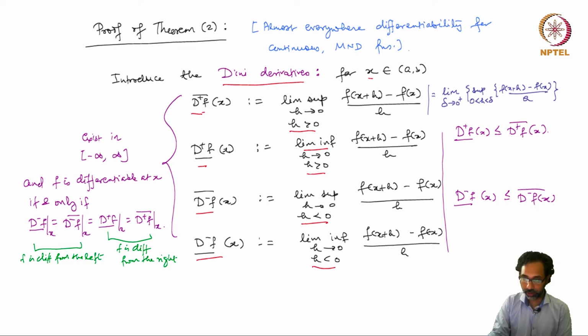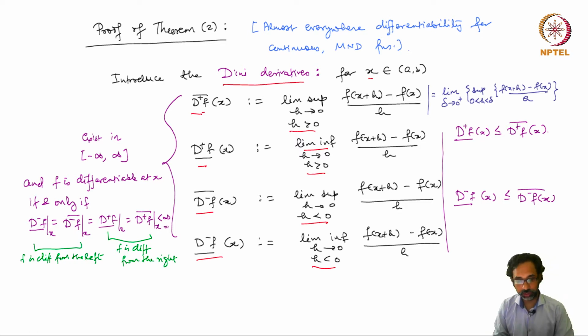I should also add here that it's not sufficient to have equality for all these Dini derivatives for f to be differentiable. Since they exist in the extended real numbers, we should also impose that all of these are finite as well as that they coincide. So this finiteness is also important.